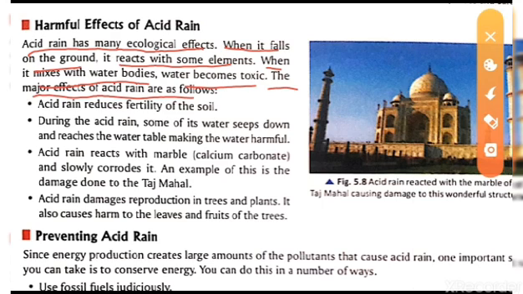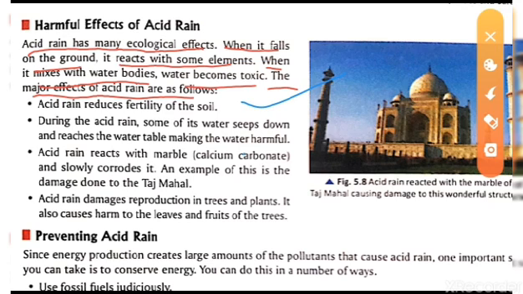First point, acid rain reduces the fertility of the soil. If the rain contains acid and falls on some ground, it will destroy the ground, that means it will reduce the fertility. If it falls on the crops also, it can damage the crops too.